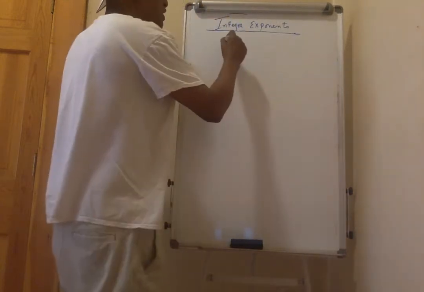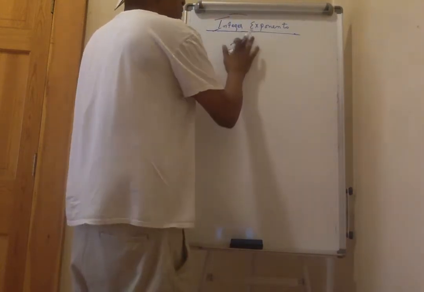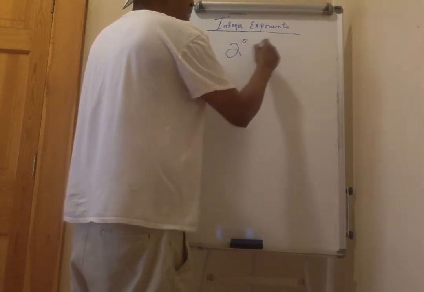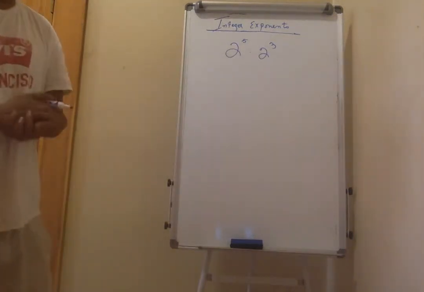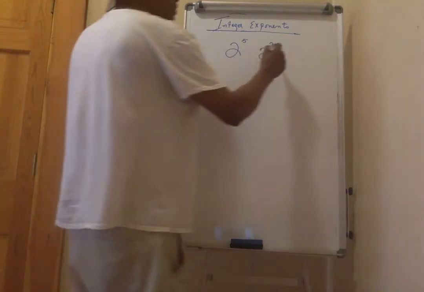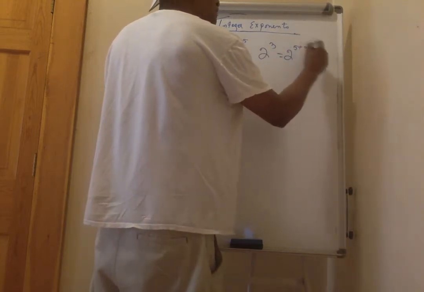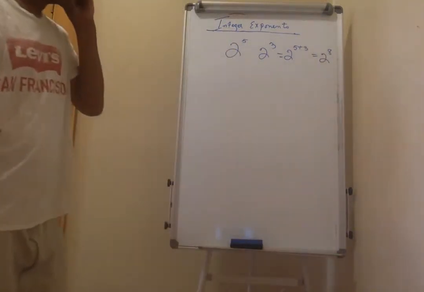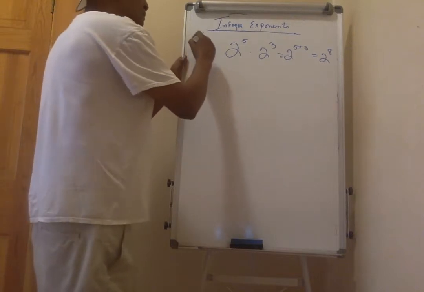You remember when we did 2 to the fifth times 2 to the third, multiplying the base. Then we added the exponents, so this would be 2 to the fifth plus 3, which is 2 to the eighth. Now, this is what we call the product rule.